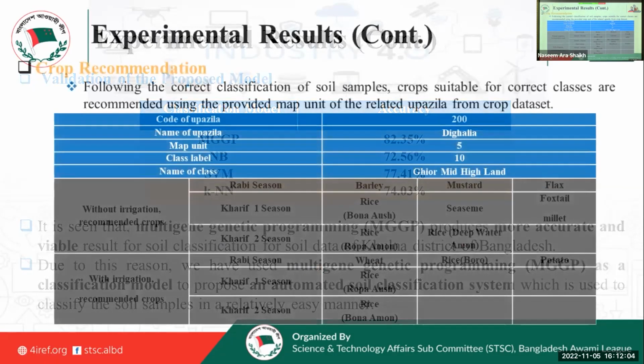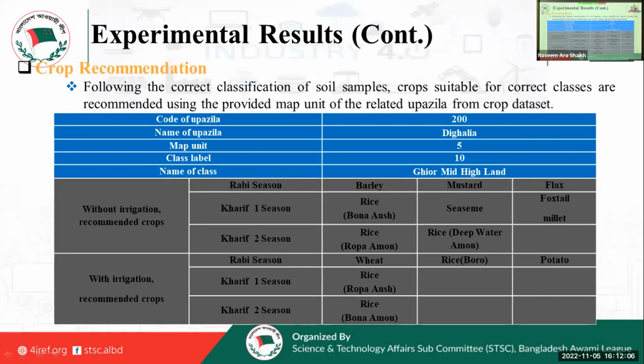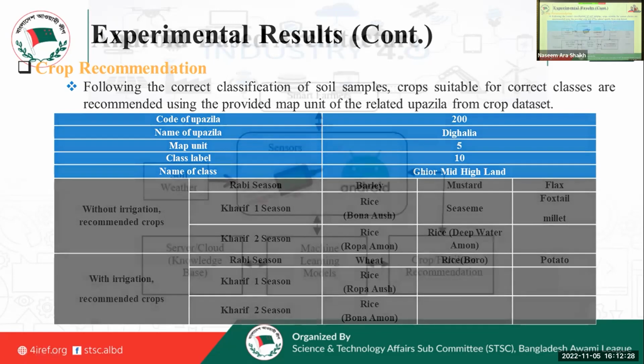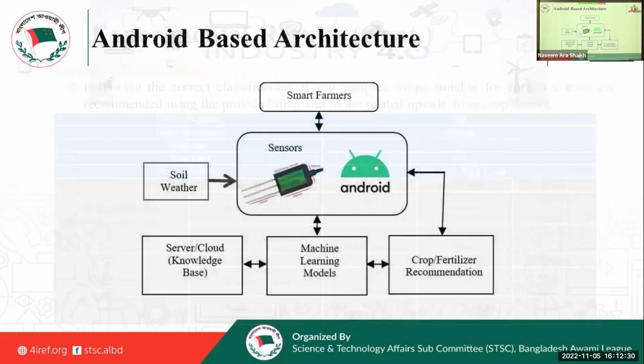And this is the pictorial view of the crop recommendation system. For example, without irrigation, the recommended crops are: for the Kharif 1 season, we recommend rice; for the mustard season, sesame; and for another season, foxtail millet. And this is one example. Another we show here, some other results. And this is the architectural view of the Android-based application system.